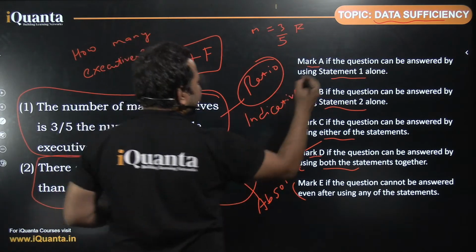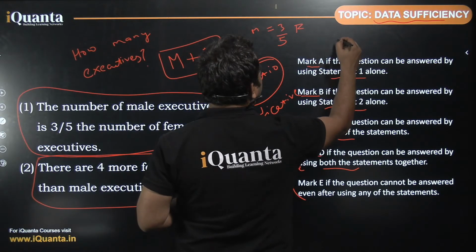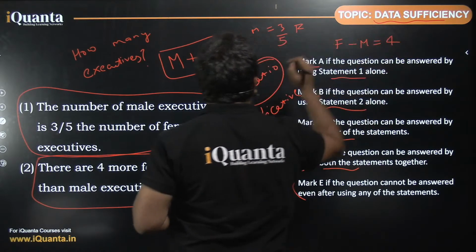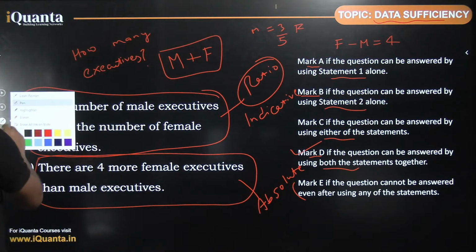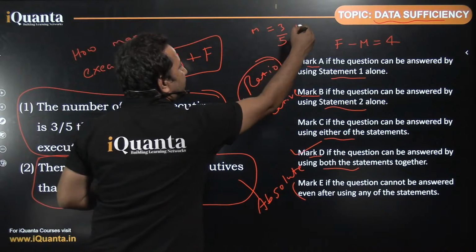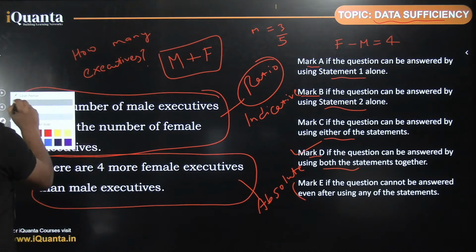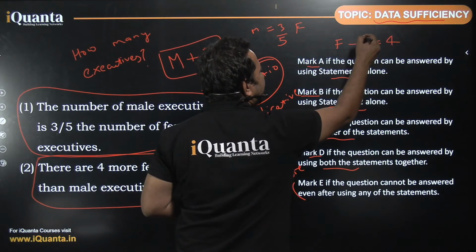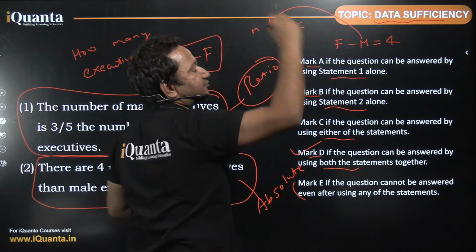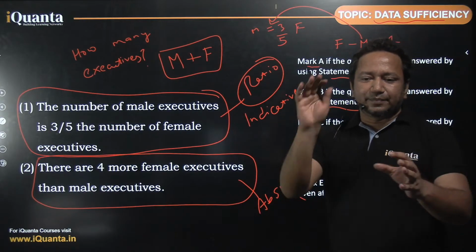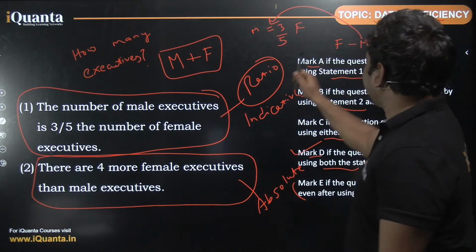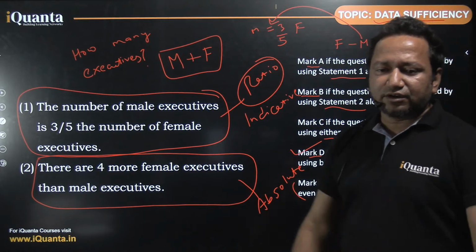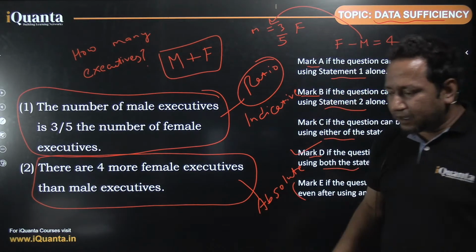The second statement says that there are 4 more females than the number of males. So this is very easy now. By using both the expressions, we can represent m in terms of f. We can basically replace m by 3/5 of f, and we can find the value of f. Simultaneously, we can find the value of m. That is the mathematical part.